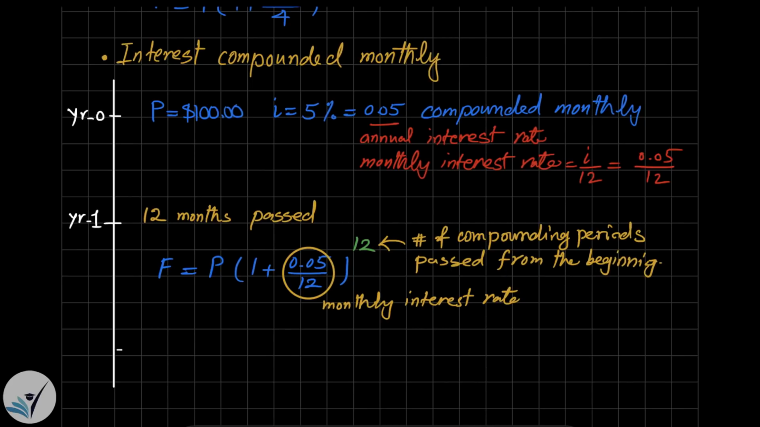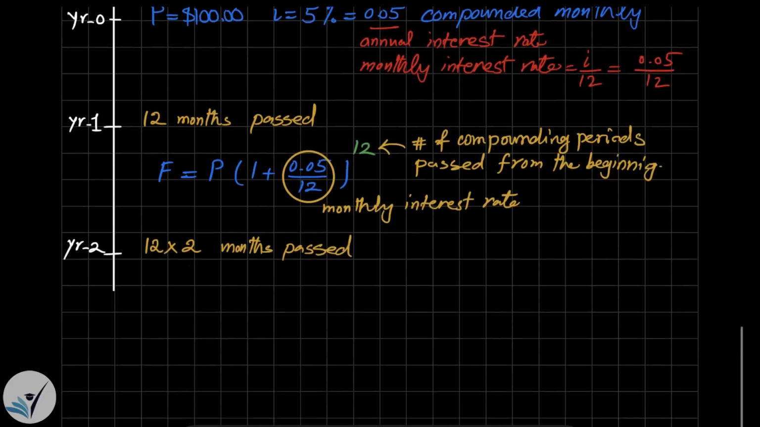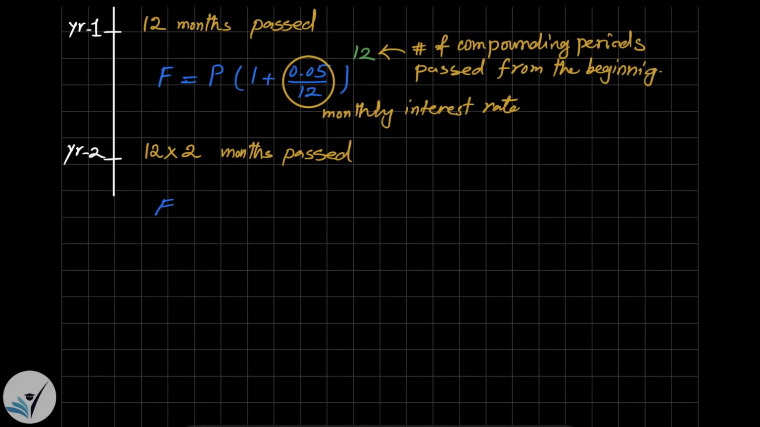And if we continue, at the end of the second year, we have 12 times 2 months passed. So the balance would be P times 1 plus 0.05 divided by 12 to the 12 times 2. And again, the interest rate is the same. This is the monthly interest rate, and the power is representing the total months passed from the beginning of our investment, which is doubled after the second year.